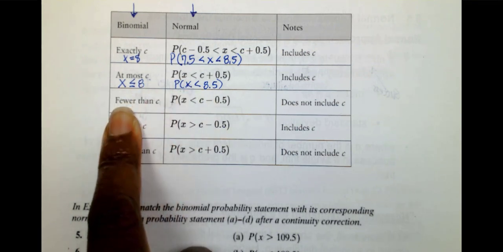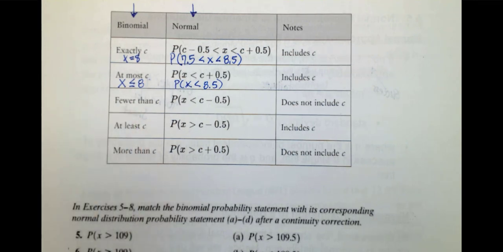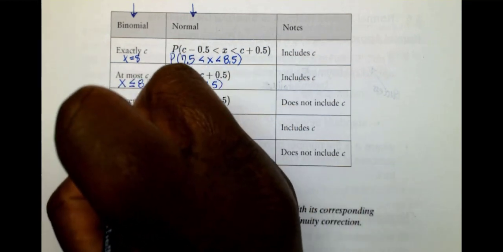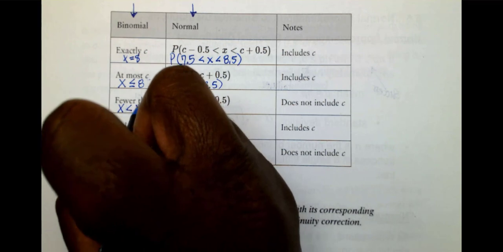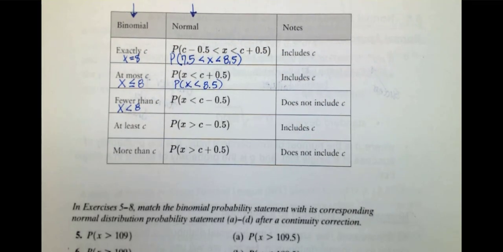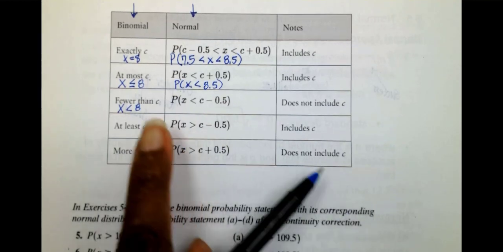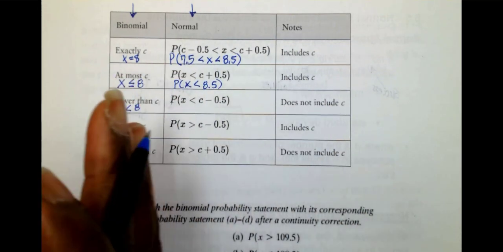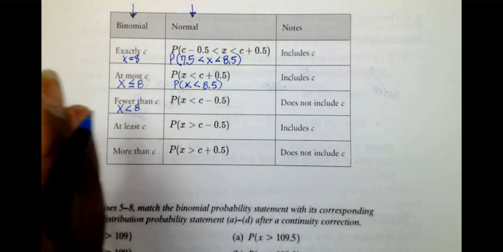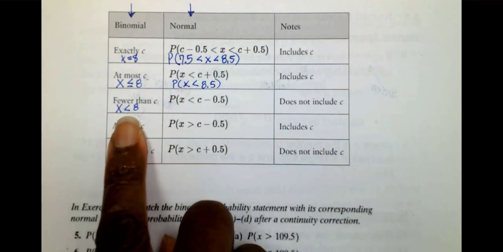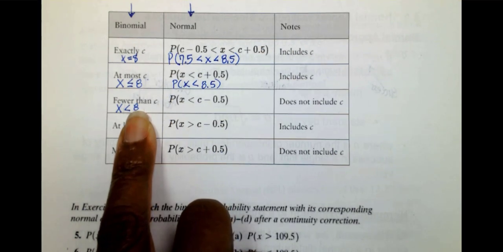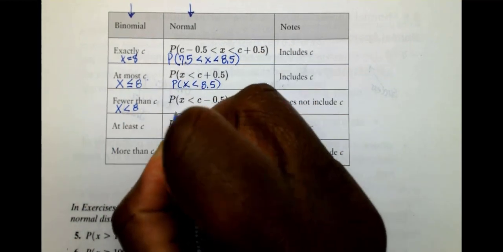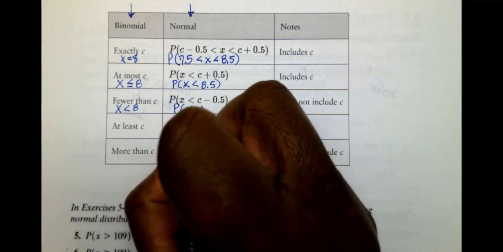Fewer than C means I want the numbers below that number, but I don't want that number. So if we're still dealing with 8, I want all the numbers below 8, but I don't want 8. I don't want anything that rounds to 8. So I can't add 8.5 this time, because if I add 8.5 and I look at all the numbers below 8.5, 8.4, 8.3, 8.2, 8.1, all those round to 8, and I don't want 8 according to this, because fewer than C or fewer than 8 means I don't want it. So that means I'm going to subtract.